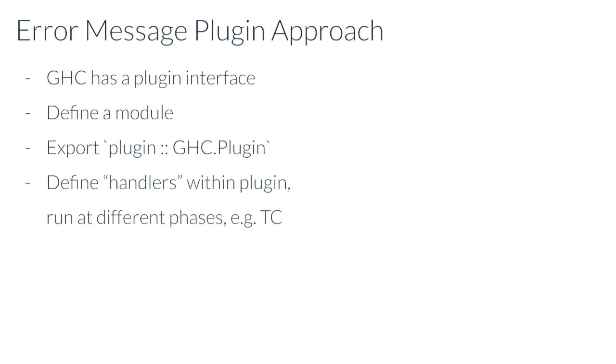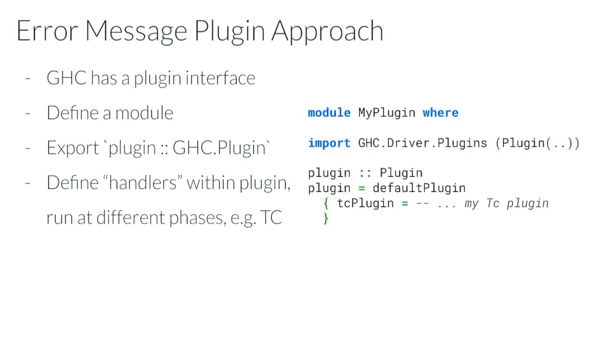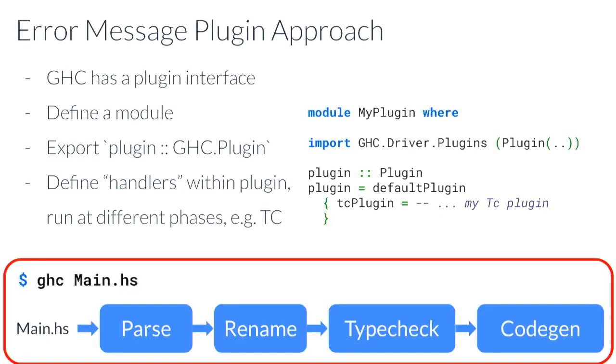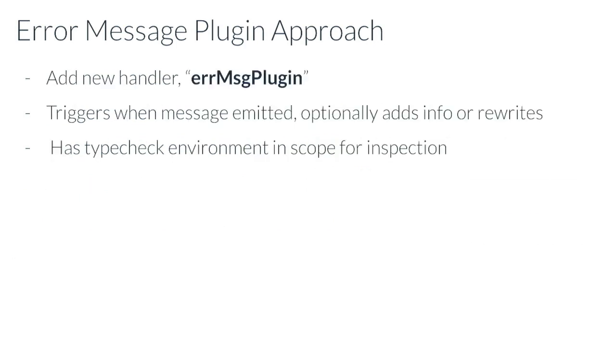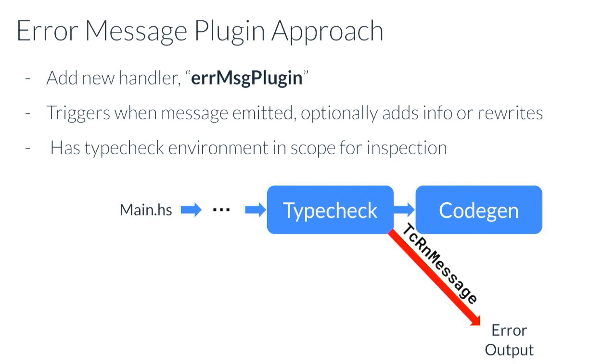Anyways, for those of you who aren't familiar, GHC has a plugin interface where you essentially define a plugin module and then you can inject it into the pipeline, right? So this will now change the type checking behavior of the pipeline. Our proposal then is to add a new handler, the error message plugin. This triggers when a message is emitted. So this is essentially your pipeline.